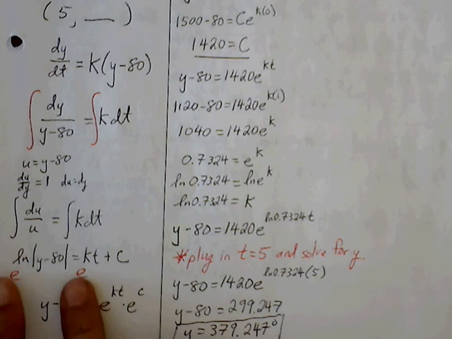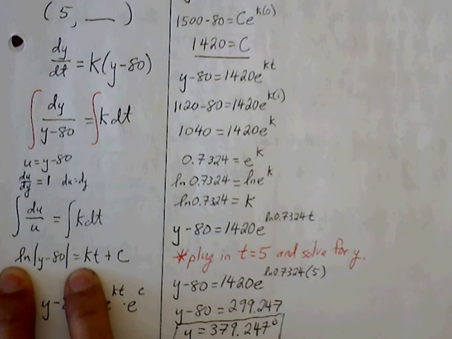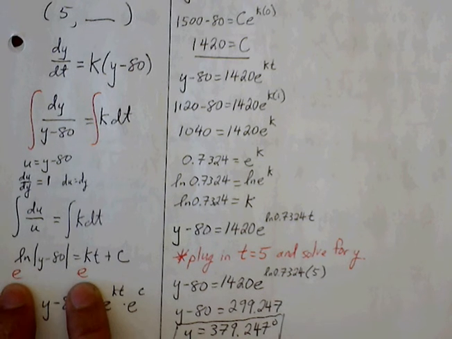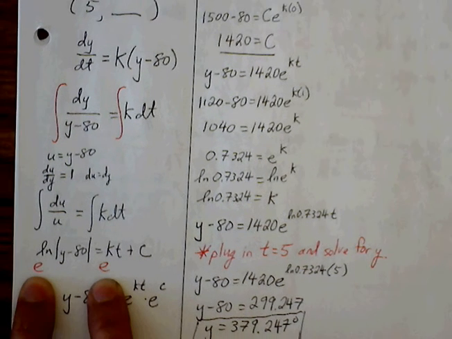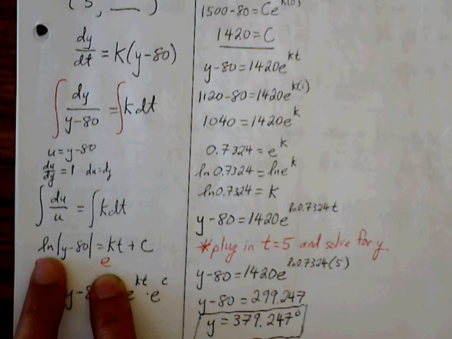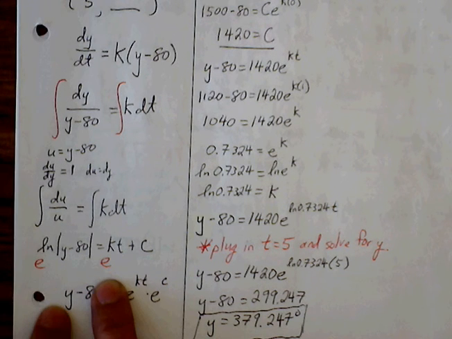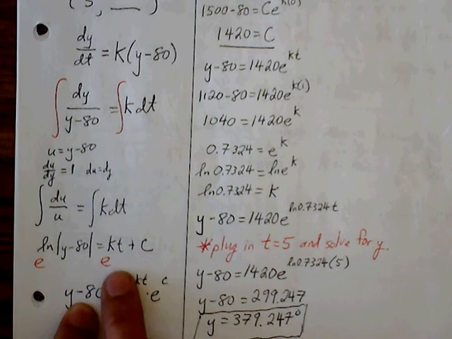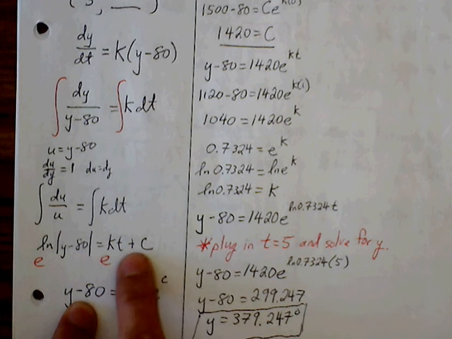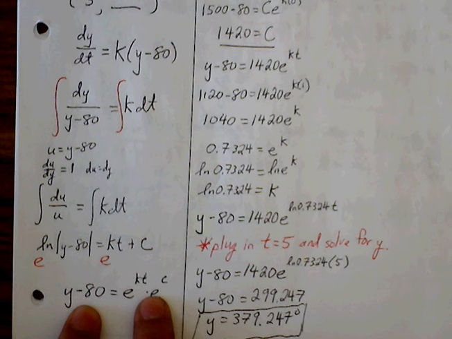Now we want to solve for y. So to solve for y, we want to get the y out from inside this natural log function. So I'm going to exponentiate both sides, which then will allow me to cancel out. The left side will simply be y minus 80. The right side, we can split into the product of two terms, e to the kt times e to the c. And we know that e to the c is simply a constant, so we can just pull that in front.